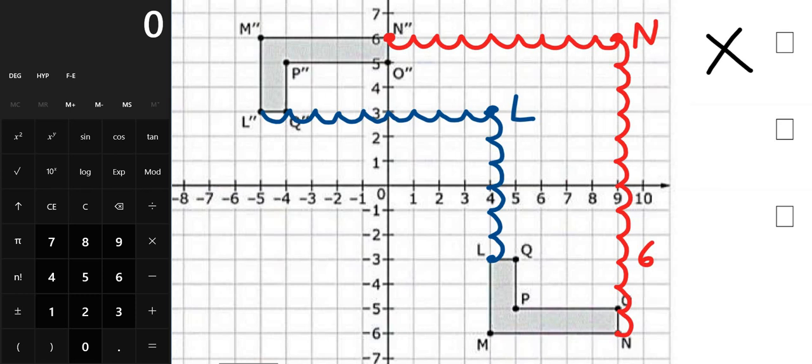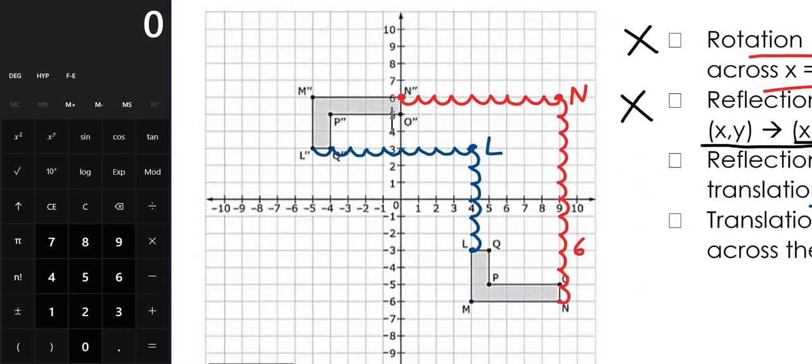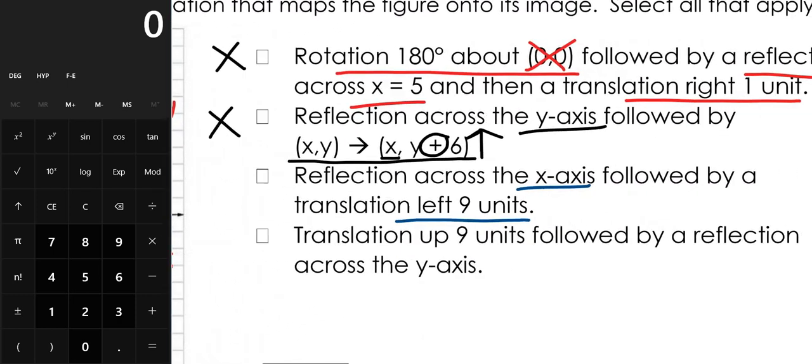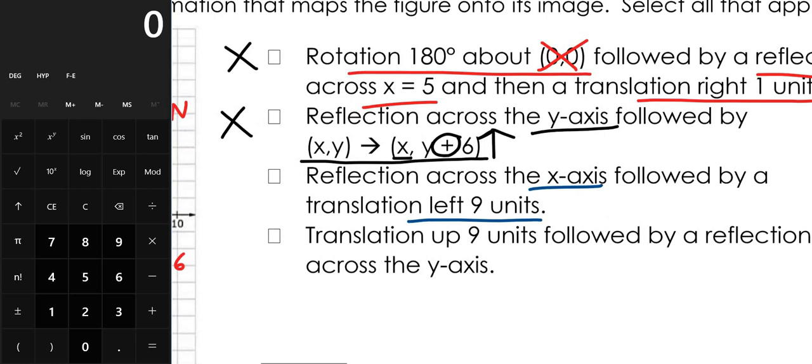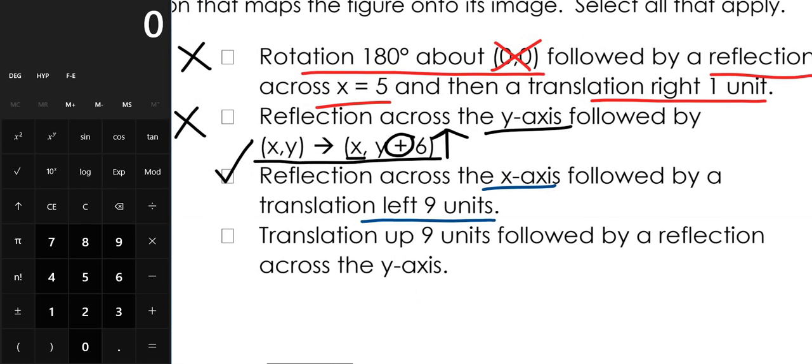In fact, you could try it for all of the points and all of them are going to work. So we are going to go ahead and select the third choice. Last one. Translation up 9 units followed by a reflection across the y-axis. So we're going to go up 9 units and then reflect across y. Let's go ahead and try it out.